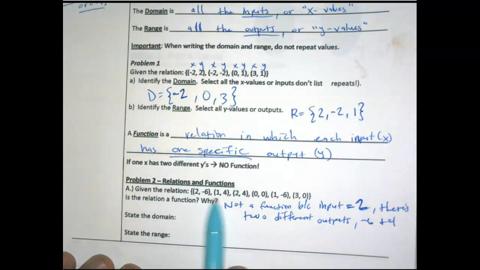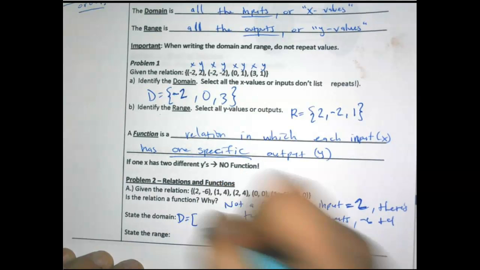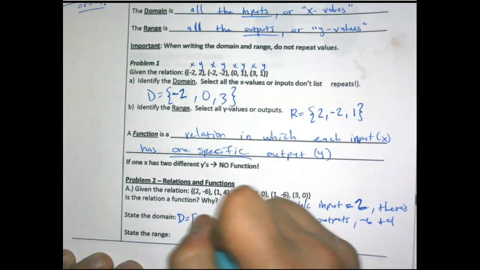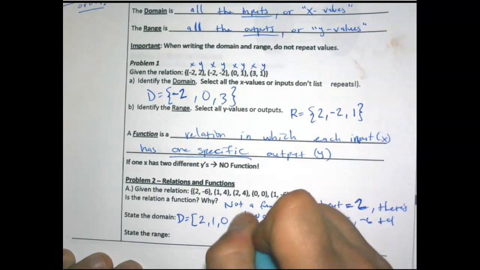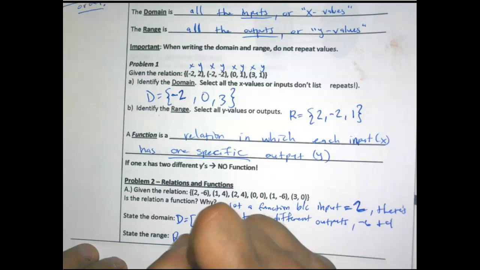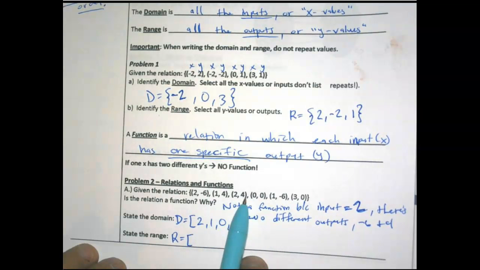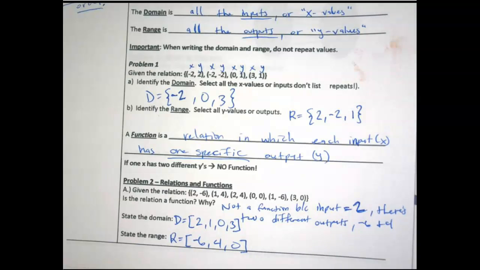The domain 2, 1, 2, don't need to list that twice. 0, 1, 3. So 2 and 1 both show up twice. We don't need to list those. You could just use regular brackets also. 2, 1, 0, and 3. You don't need to list 2 twice, and you don't need to list 1 twice. Your range are -6, 4, 4 again, 0, -6, 0. So -6, 4, and 0 all show up twice. You only need to list them once when you write your domain and range.